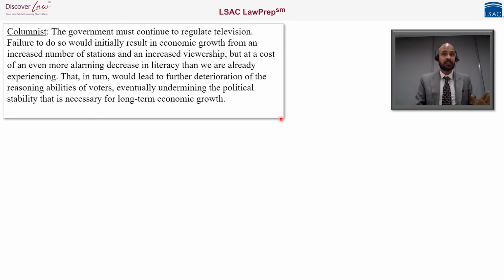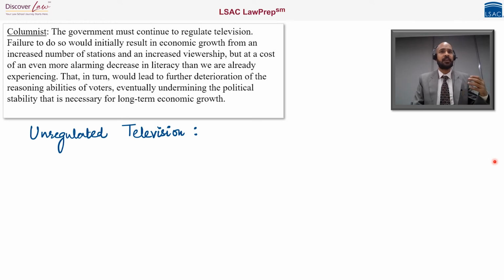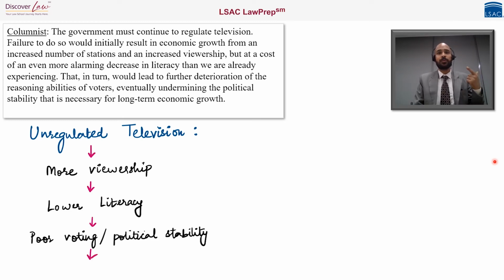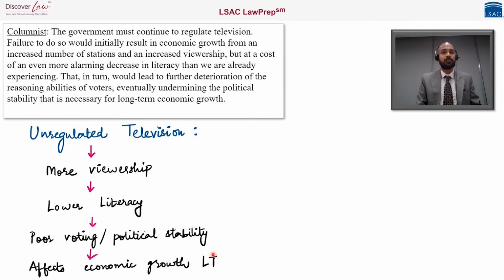So it says that eventually you will lose the political stability that is needed for long-term growth. So let's look at this together. It says if there is unregulated television, there'll be more viewership, lower literacy, poor voting, poor stability, and it will affect economic growth in the long term, right?